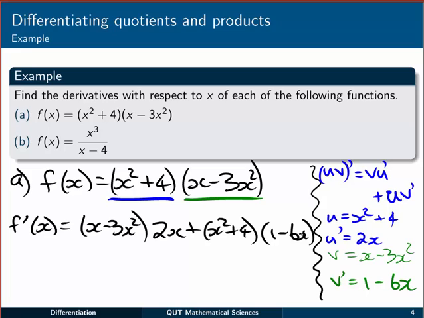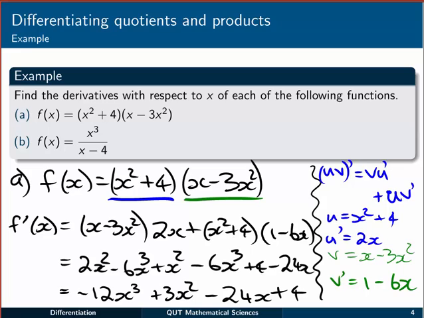That's pretty much the end result, but I've got a feeling that if we multiply out all of these brackets, we might get some simplification. So have a go at that now and see if you get the same result as me. Well, I didn't really have much success, but I did end up with minus 12x cubed plus 3x squared minus 24x plus 4. So basically either of these two results is just fine.